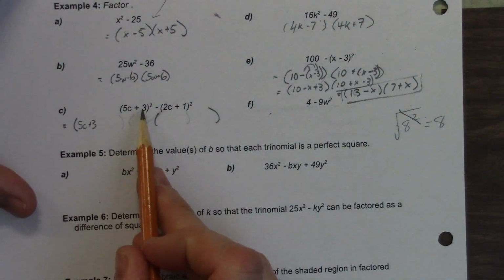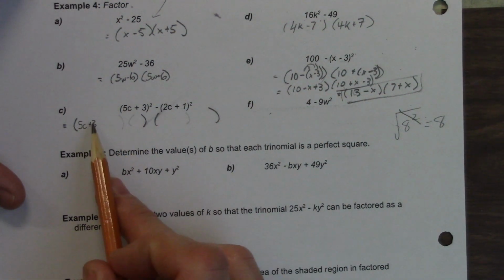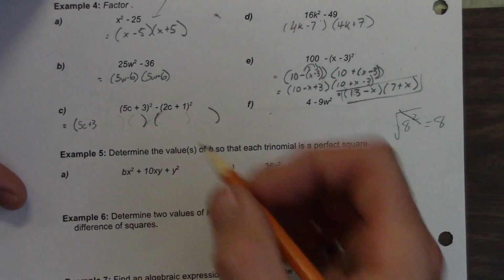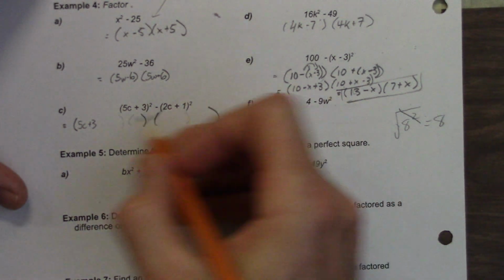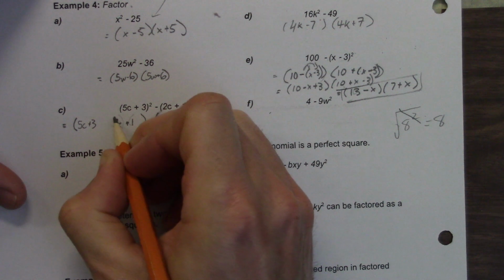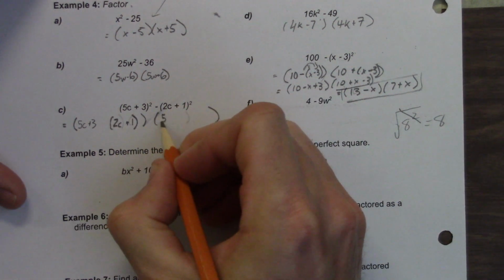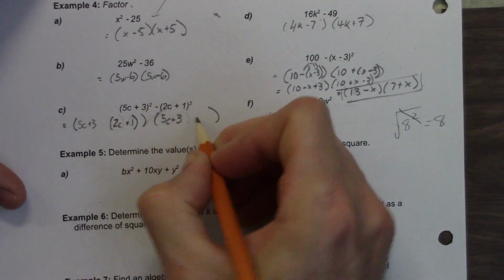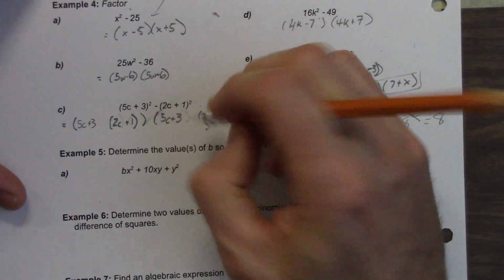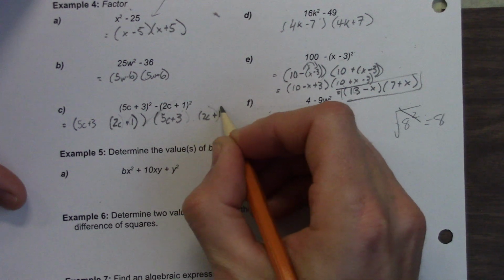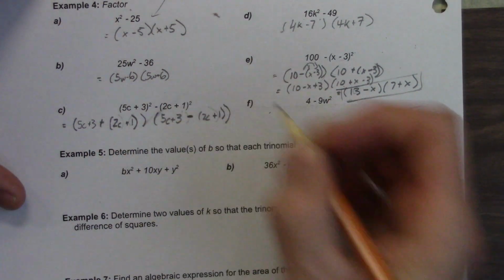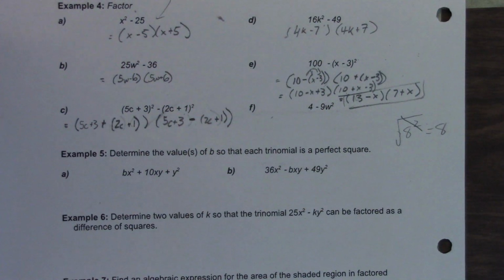You just have to take the square root of both of these. This square root, this square root, this square root, this square root, and then it's plus and minus. So it's this, and the square root of this, 2c plus 1. It's not hard. 5c plus 3, and then 2c plus 1. Okay, and then we have a plus here and a minus here. Does that make sense?